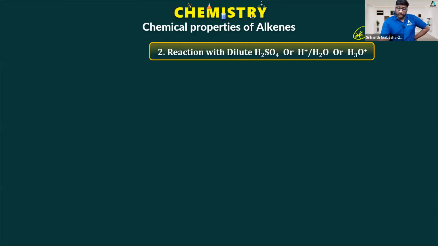Reaction with dilute H2SO4 or H plus in the presence of H2O or H3O plus. What is this reaction? Addition of water. Addition of water happens in the presence of some acidic medium, dilute acidic medium. If you have concentrated acidic medium, then what happens? Then SO3H will be directly added. And why do we require acidic medium? To increase the nucleophilicity of the alkene.